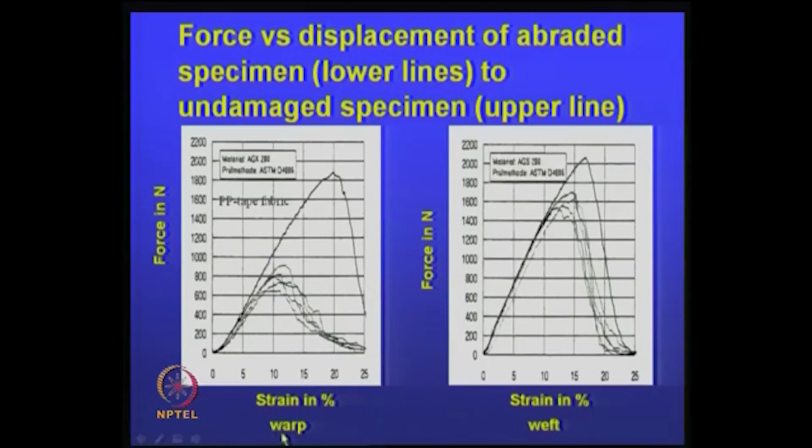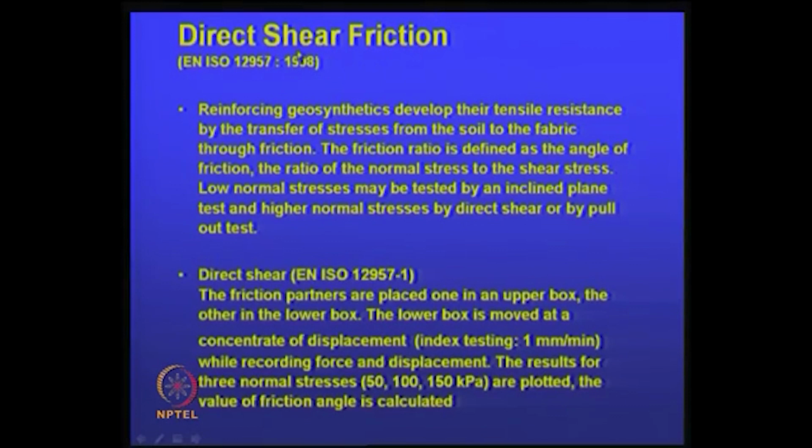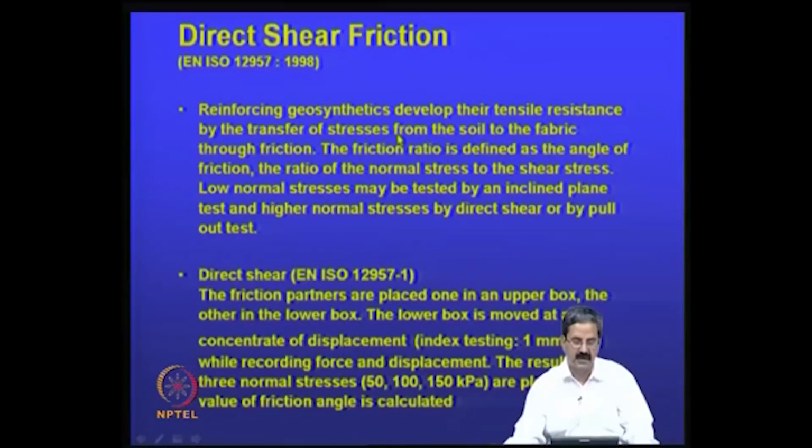There are two directions in a geotextile: the warp direction and the weft direction, which is standard textile engineering terminology. Then there is another test called direct shear friction. Direct shear friction is very important, because as I just mentioned, reinforced soil works essentially because there is friction between the soil and the reinforcement, and that friction is converted into tensile force. So you have to really measure the friction.